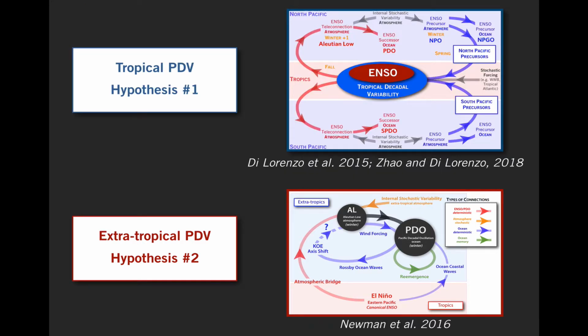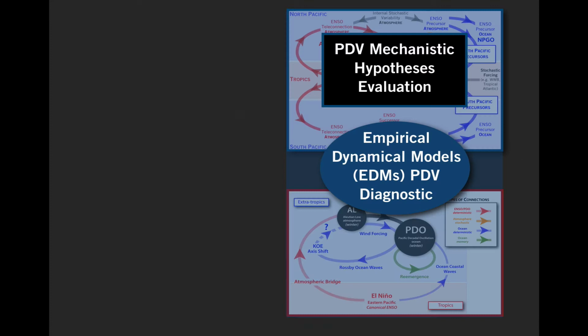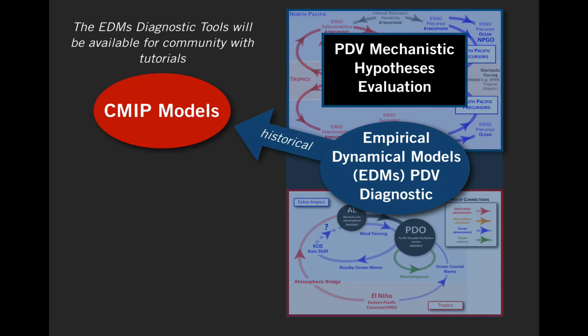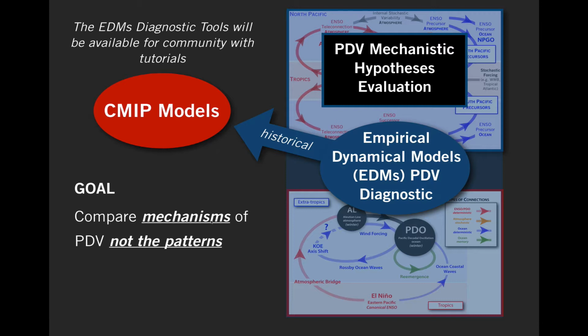So now that we have these two hypotheses, the question is how to evaluate these mechanistic hypotheses in a framework that could be used, for example, with the Earth system models. And the diagnostic toolbox that we will develop is essentially a set of empirical dynamical models, or EDMs, of the Pacific decadal variability. And this diagnostic toolbox is going to be used on the historical simulations of the CMIP models to essentially understand in each model, the goal would be to compare the mechanisms that energize the Pacific decadal variability in each model rather than just comparing the patterns.